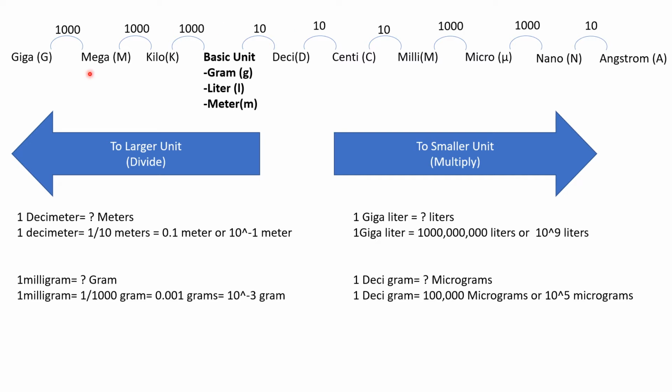So between a giga and a mega, it's a loop worth 1,000 points. Between mega and kilo, it's another 1,000. Between kilo and any of these basic units, it's 1,000. Between any of those basic units and deci, it's 10, and you get the idea. So each loop is worth a certain number of points. So for example, between micro and nano, this loop is worth 1,000.